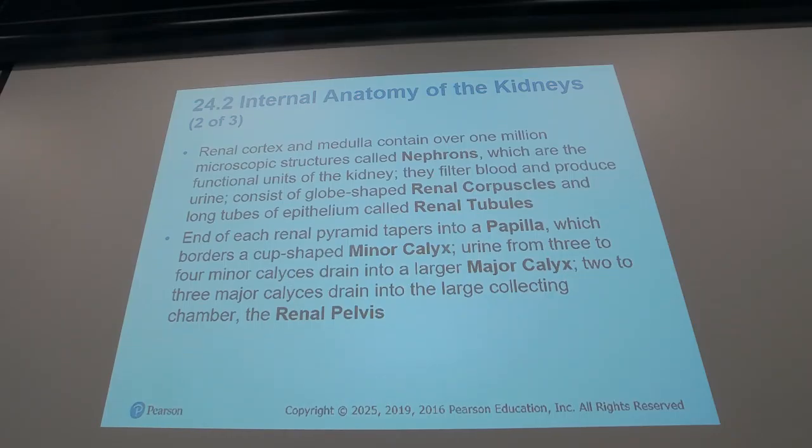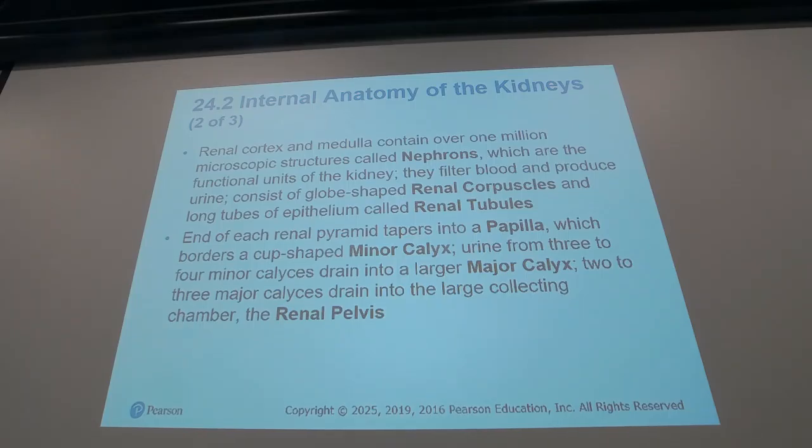Now, the nephrons have parts. It has a part that is made out of capillaries, which is the glomerulus. So this part will be the corpuscle. The other part is just tubules that run out of the corpuscle, which are called the renal tubules.